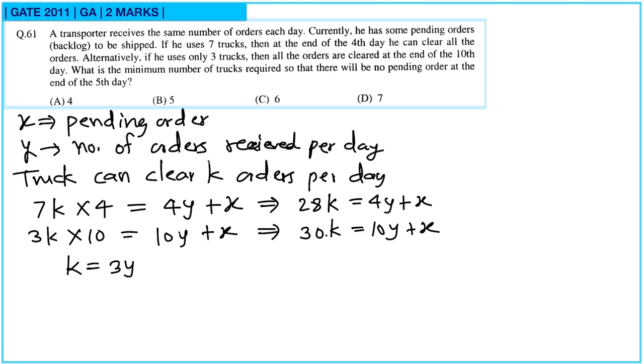Just subtract this second equation from first equation. So 6y is equal to, we'll get 2k. And put that equation back in any of these equations, you'll get x is equal to 81.